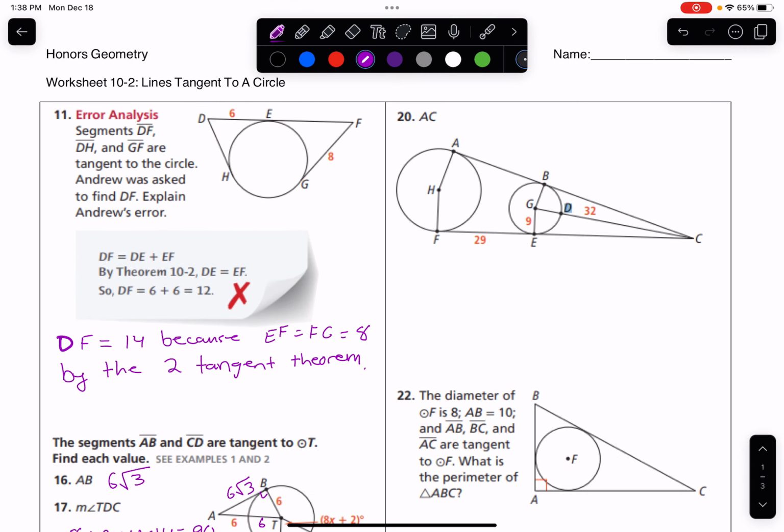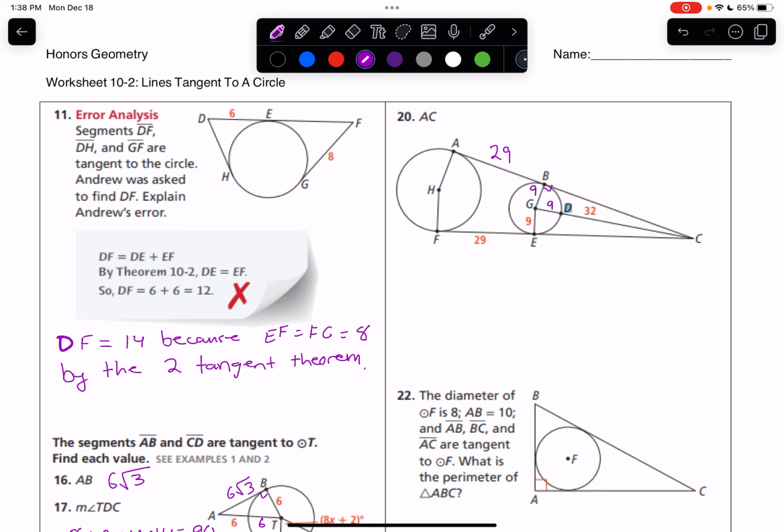Number 20, AC. This one is pretty simple because all we need to know here is if we're finding AC, AB is going to be the same as FE because of these tangents being the same. So that's 29. And I also know that angle B needs to be a right angle because BC is tangent to the circle. So it's a right angle. I know BG is 9 because GE is also 9, and those are both radii of the circle. And GD is also 9 because that's a radius of the circle.